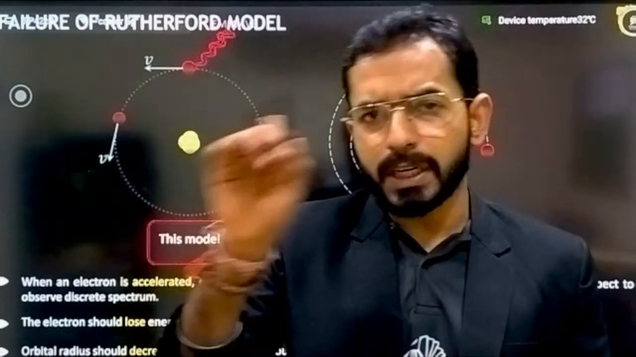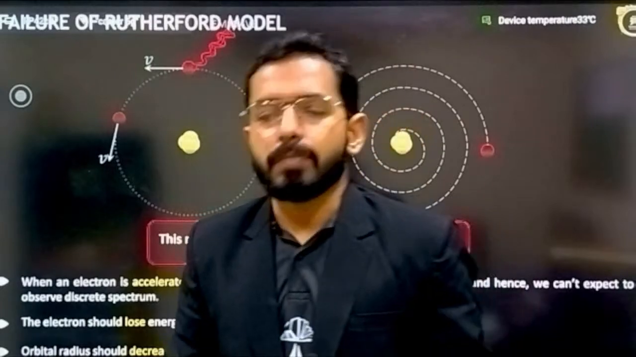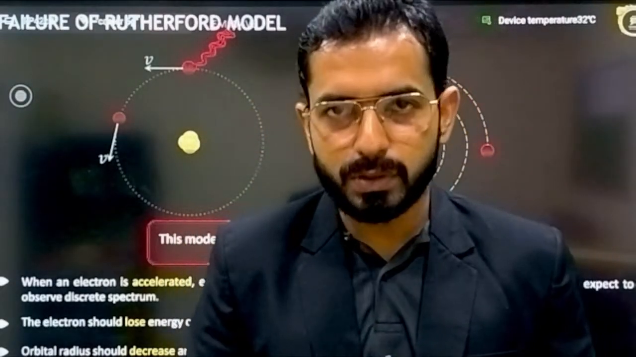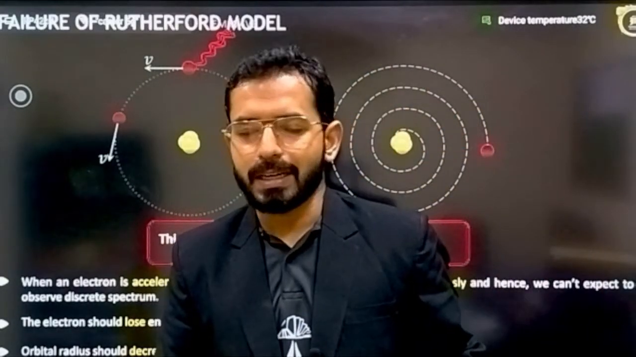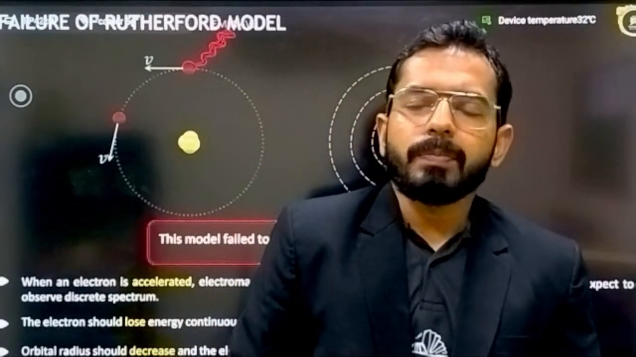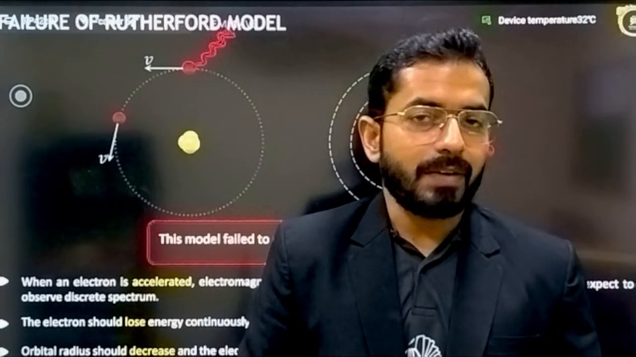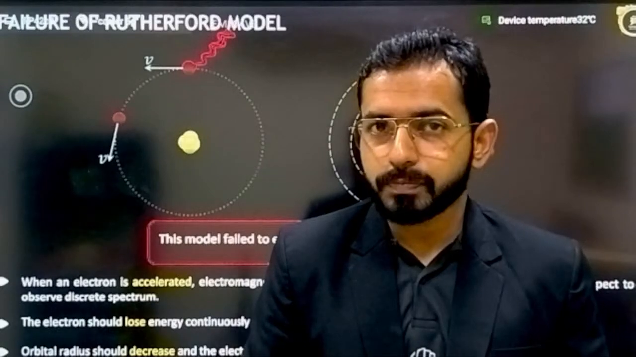Without acceleration, how can you rotate in a circular motion? There is no possibility, because for making a circular motion it is mandatory to have some centripetal force. So it was clear that it is moving in accelerated motion. And the problem now becomes that if it is moving in circular motion and has some centripetal acceleration, it should always be radiating energy.